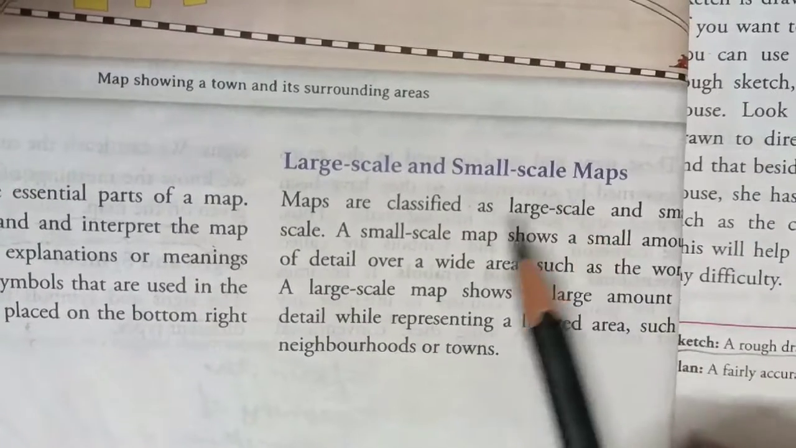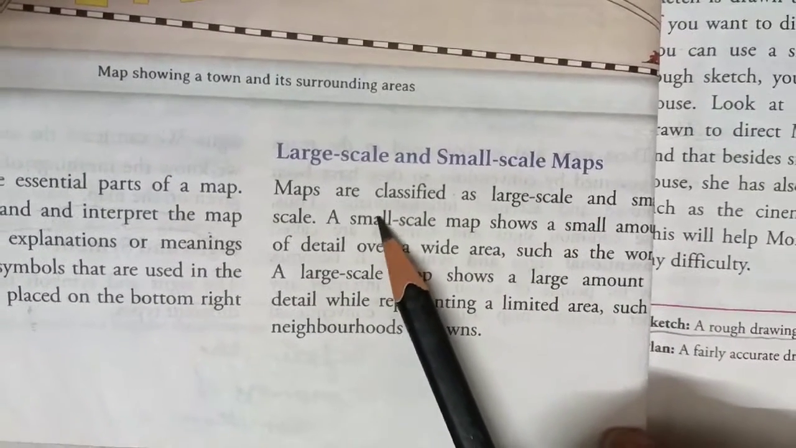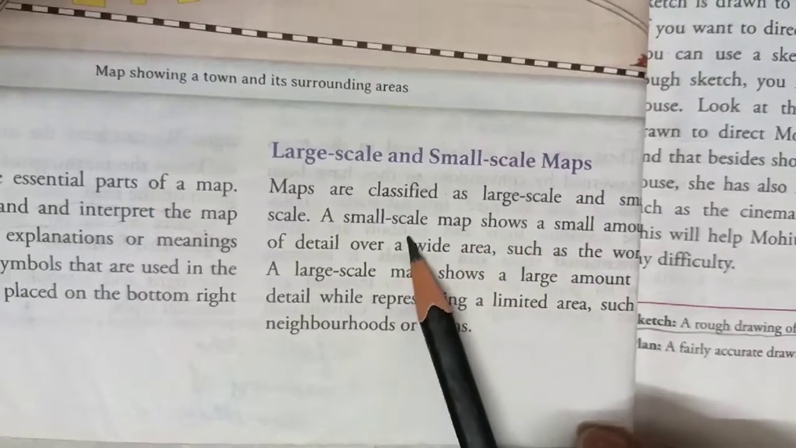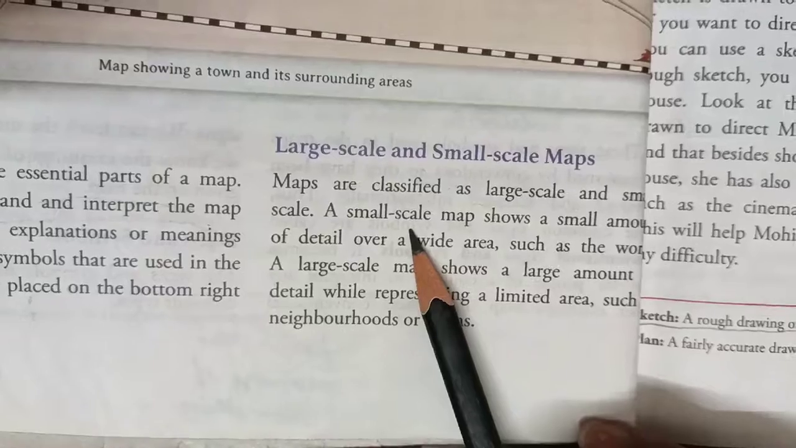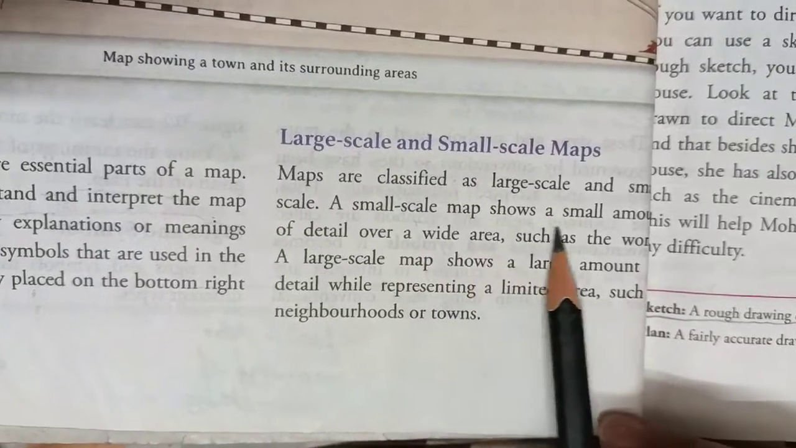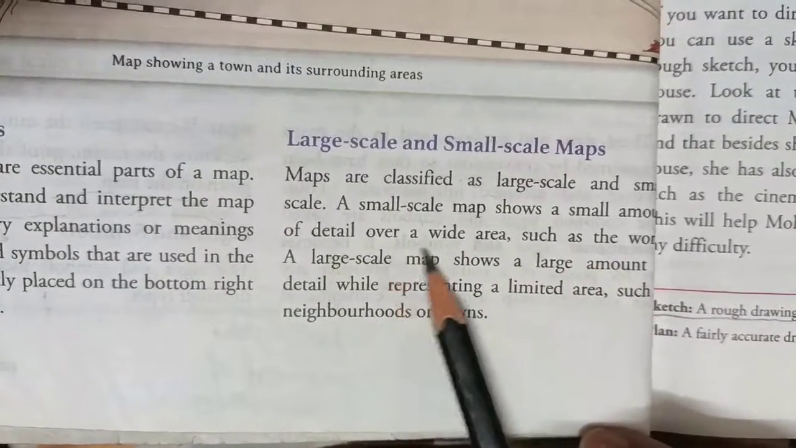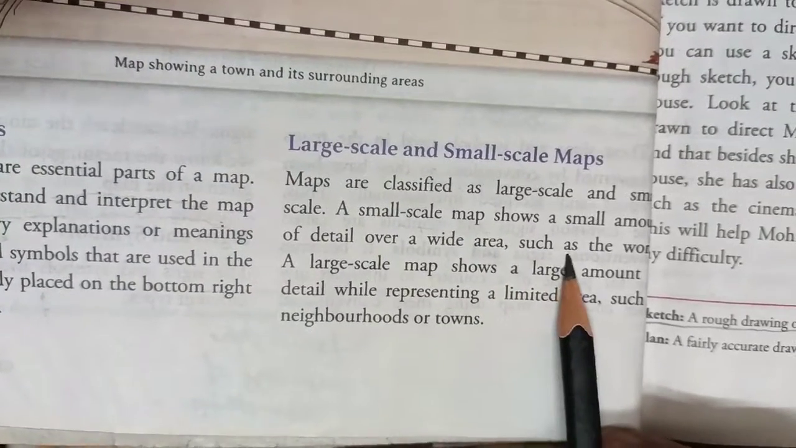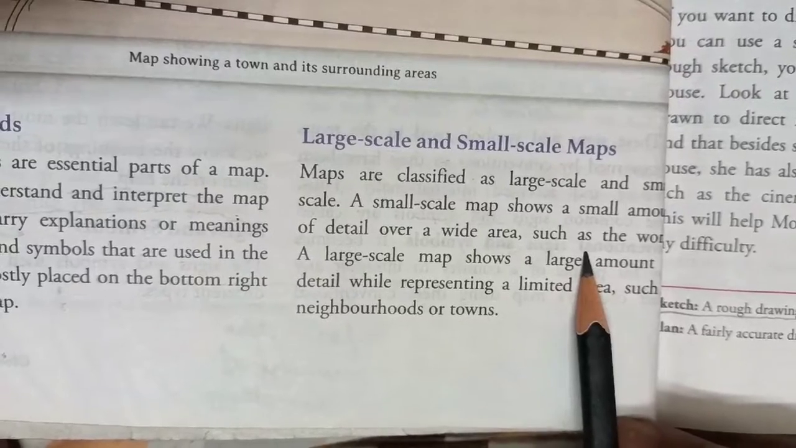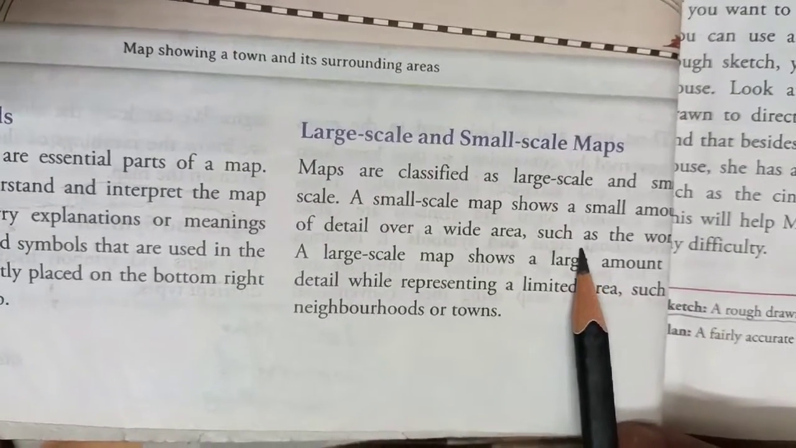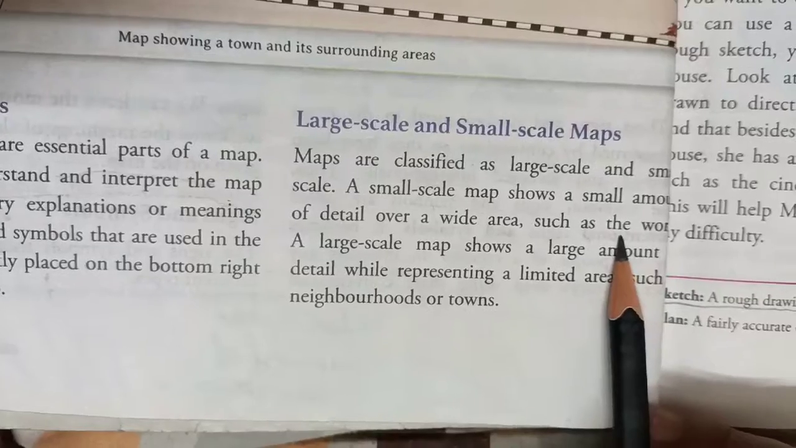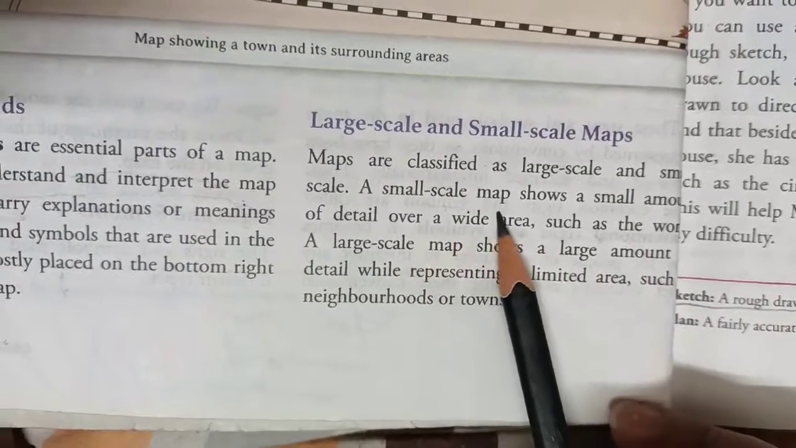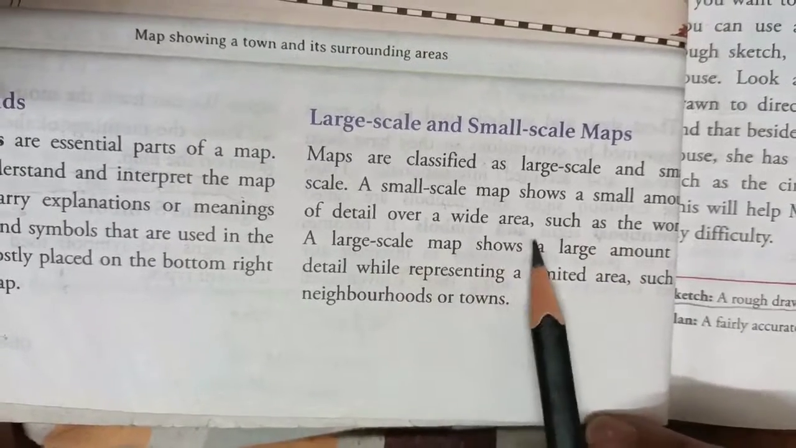Now let us move on to the next topic, and that is large scale maps and small scale maps. Children, as I already told you, maps are divided into two: large scale and small scale maps. Now let us see what is the difference. A small scale map shows a small amount of detail, but it is of a very wide area, a big area, such as the world map. The world is a very big area, but we show it in a small scale map, and a small amount of detail is there.